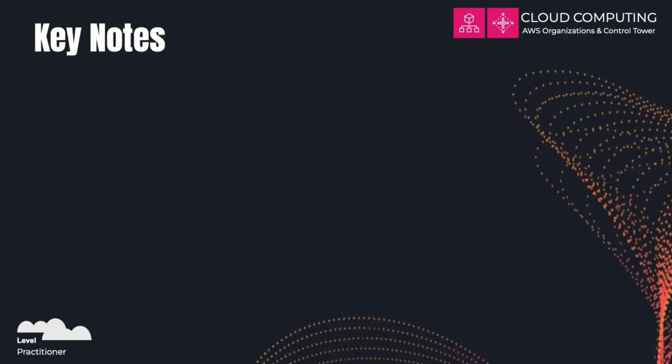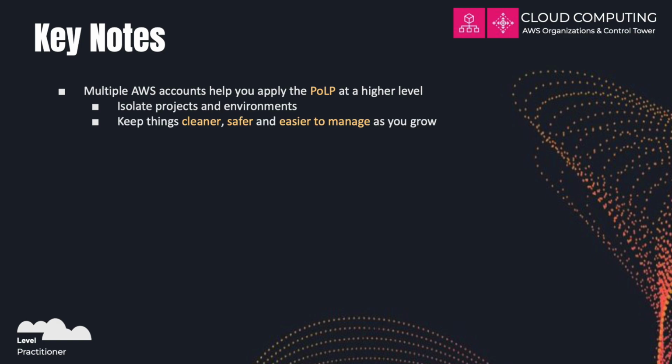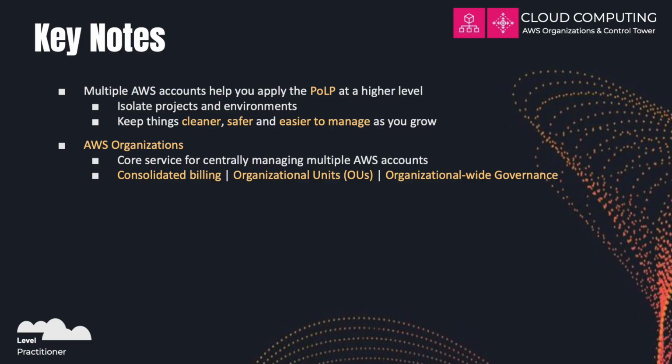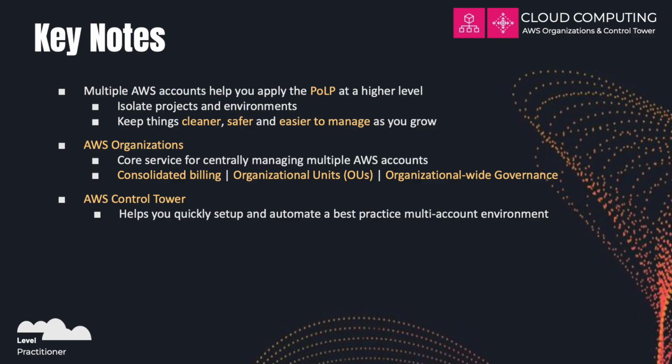Alright, let's summarize the key takeaways that you should remember from this video before wrapping up. The main ideas are: multiple AWS accounts help you apply the principle of least privilege at a higher level, isolate projects and environments, and keep things cleaner, safer, and easier to manage as you grow. AWS Organizations is the core service for centrally managing multiple AWS accounts with features like consolidated billing, organizational units, and organization-wide governance. AWS Control Tower helps you quickly set up and automate a best practice multi-account environment using guardrails that are built on top of services like AWS Config and SCPs.